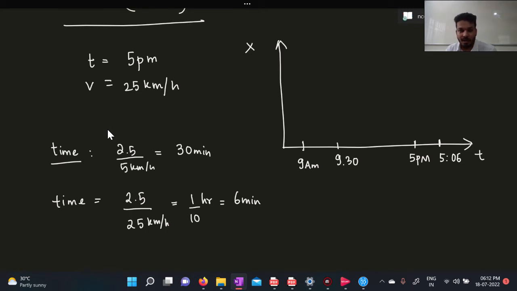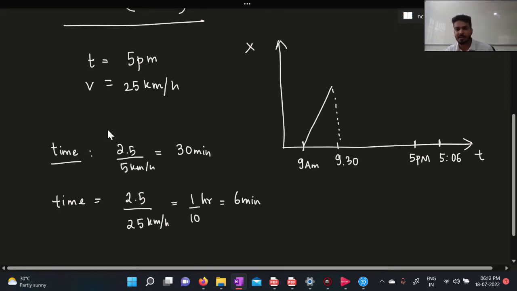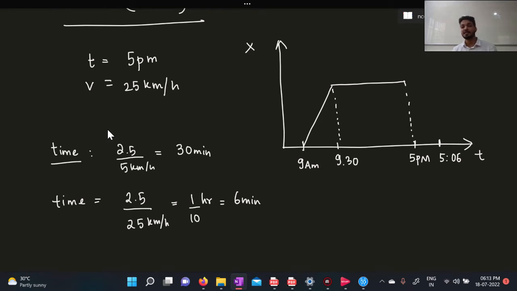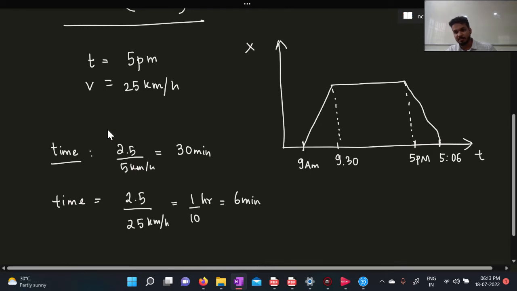Now you know the slope of a displacement-time graph represents velocity. Initially she is traveling at 5 kilometers per hour, so the line will be something like this. She reaches the office at 9:30. From 9:30 to 5 p.m. her displacement is going to be the same. It's not going to change because she is just sitting there and working. But when she is coming back, the displacement will again start decreasing and it will be back to zero. Excuse my straight lines, it's not looking straight, but this is a straight line. So this is how the graph will be represented.